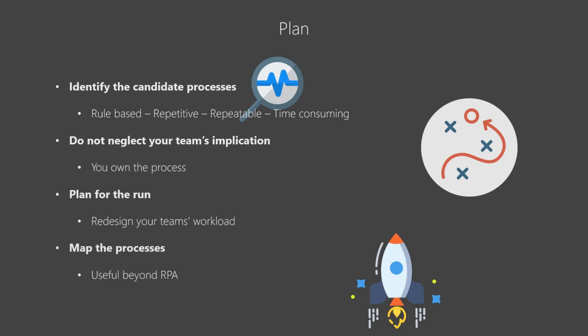Map your processes in sufficient detail to be useful for implementation, and abstracted enough to be shared and reviewed. Process maps are useful beyond RPA for process re-engineering, communication, training or standardization.